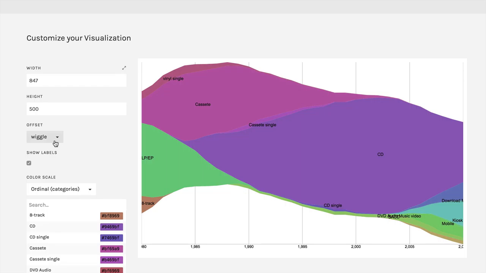Then again, the most important thing is about downloading your work and sharing it through other means, and that's what we're going to talk about in the following sections.